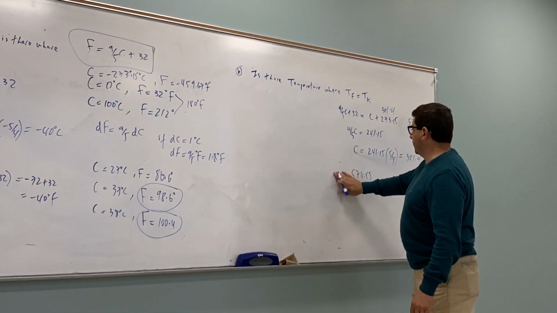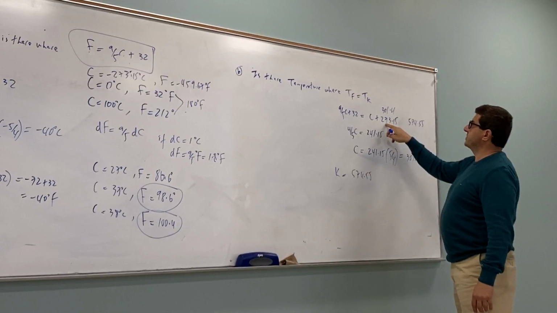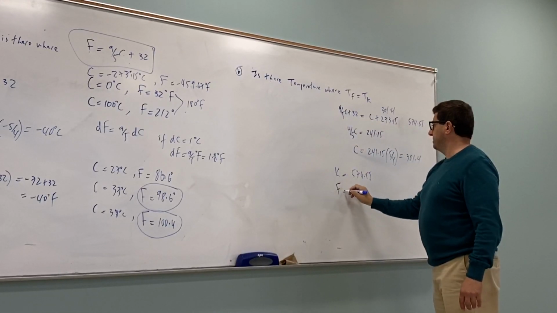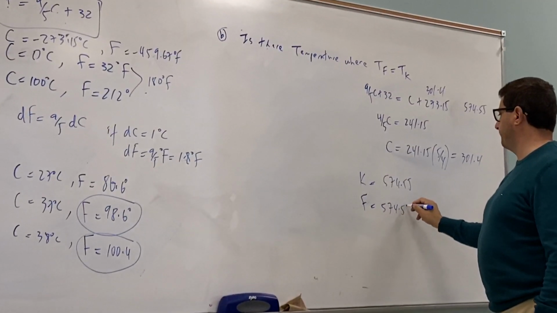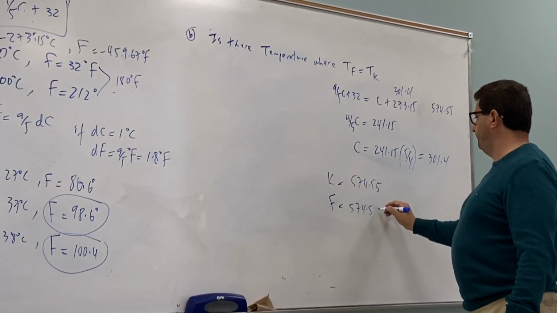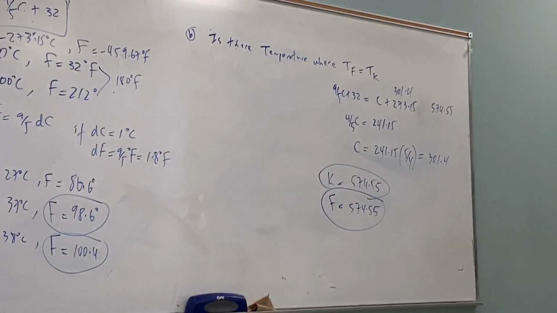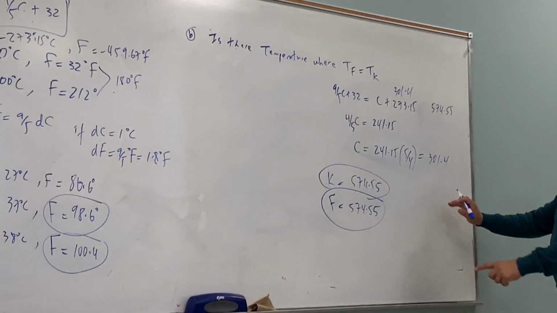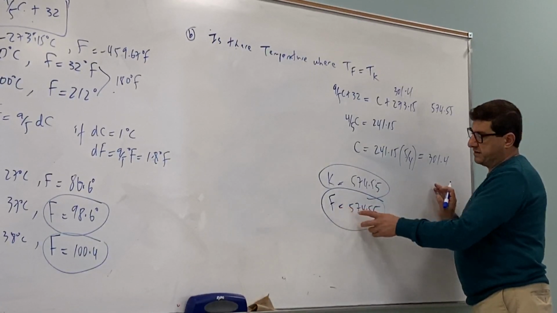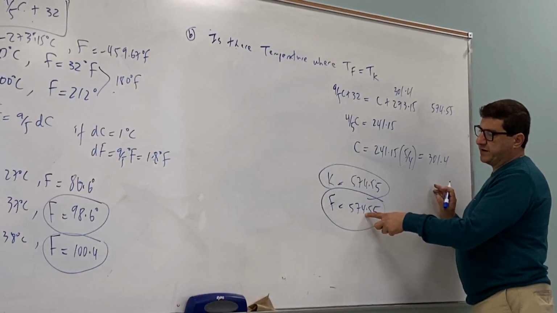Then the Kelvin would also be 574. Oh no, sorry, I did the Kelvin. That was the Kelvin. I did this on Kelvin. So the Fahrenheit would also be the same. 574.55. So now what's going to happen as I go above that temperature? Is the Fahrenheit going to be above? Let's say if I go to 575 Fahrenheit.